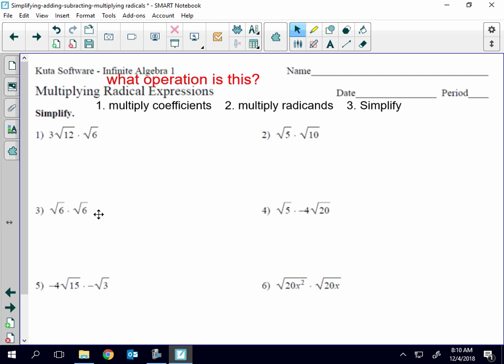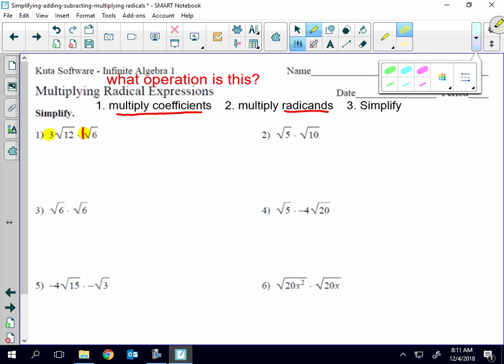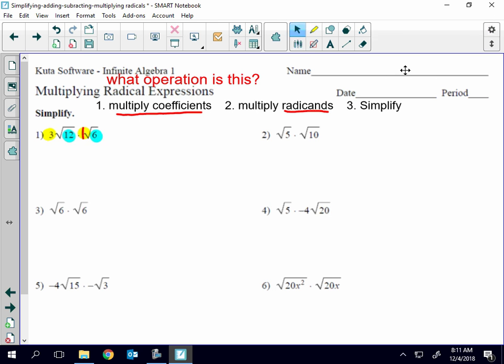It says, number 1, multiply the coefficients, the numbers out front. This is, of course, a 1 radical 6, so we would be multiplying a 3 times a 1. And step 2, multiply the radicands. Hopefully you remember that's the number underneath the radical. So we're going to multiply those two together, and then you will simplify.